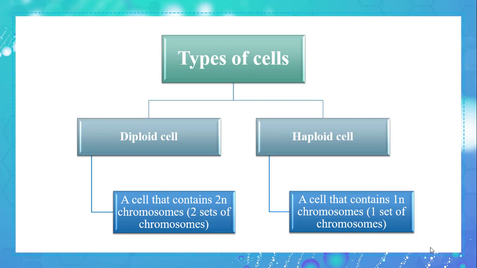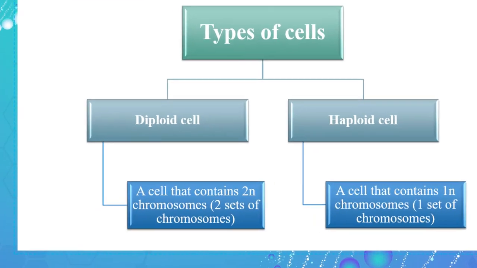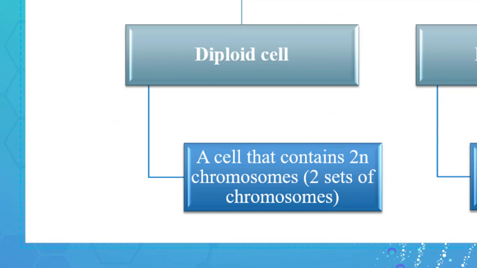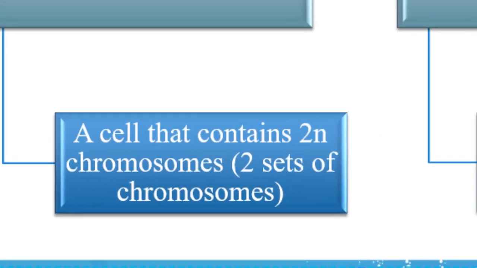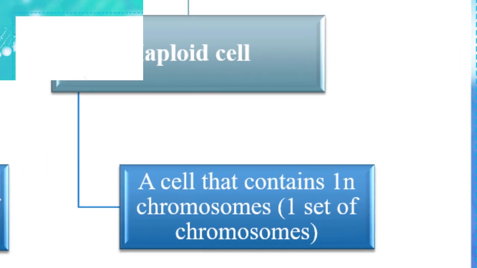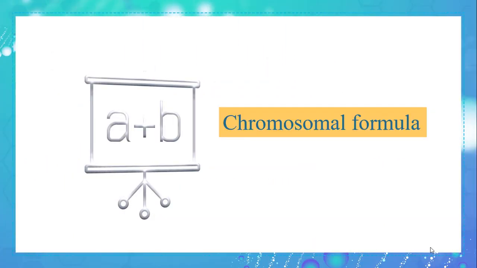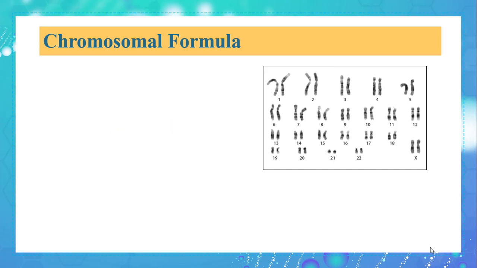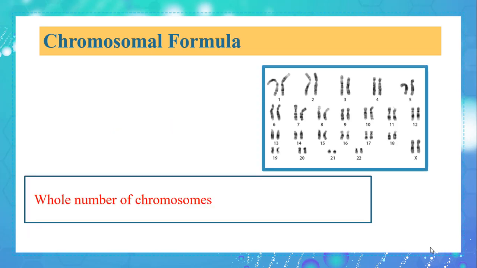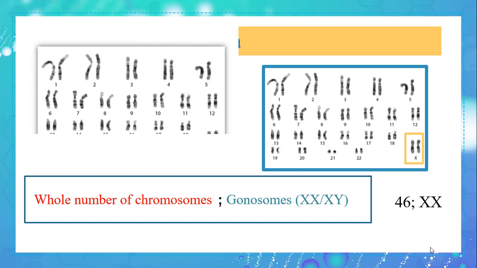Then the cells of the body can be classified in a different way, being a diploid cell, which is having 2n chromosomes, or a haploid cell having 1n chromosomes. How can a karyotype be represented by a formula? The chromosomal formula of the karyotype can be represented by mentioning the whole number of chromosomes found in the karyotype, semicolon, then the gonosomes, whether XX or XY. For example, for this karyotype we get the following formula: 46; XX.